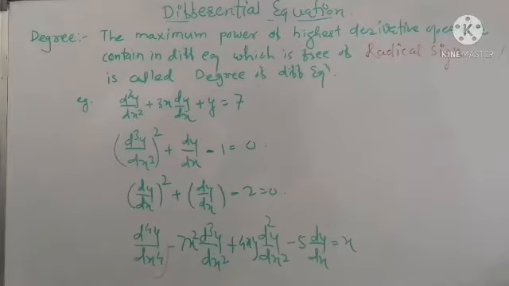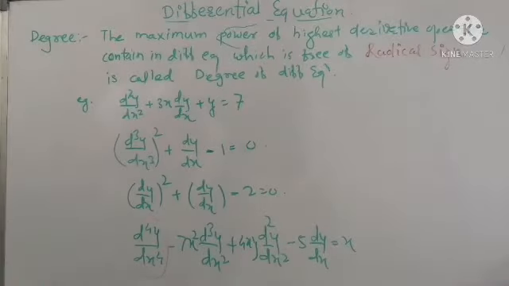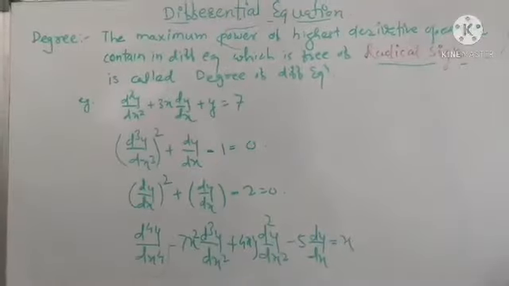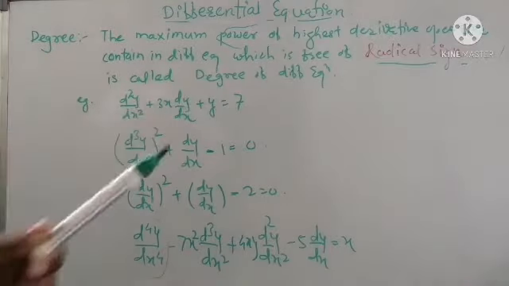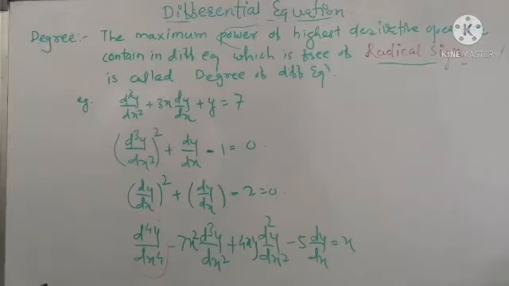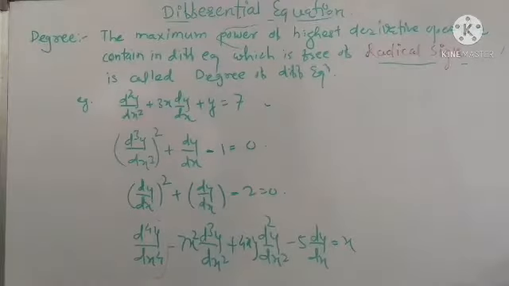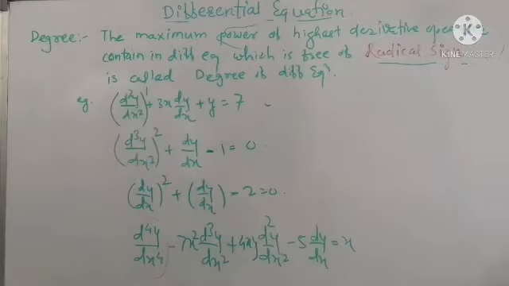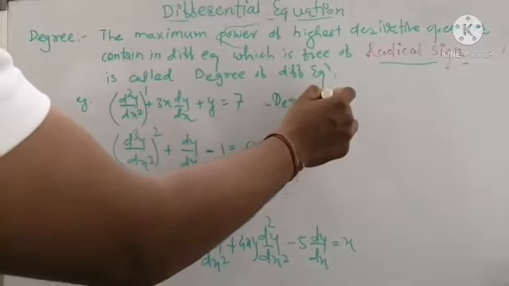The degree of a differential equation is the maximum power, that is, the power of the highest derivative operator contained in the differential equation, which is free of radical sign. This is an important condition which we will see in some examples we are going to solve. Here, the degree is the power of the highest derivative operator. In the first equation, d square y by dx square is the highest derivative operator, and as no power is given, it is considered as 1. So the first equation has degree 1.